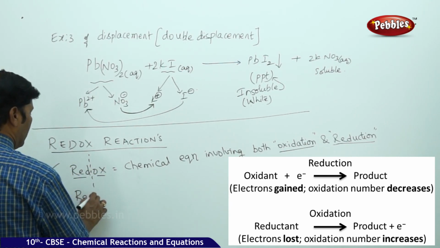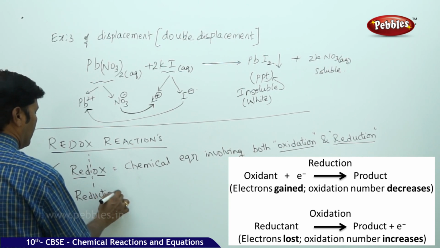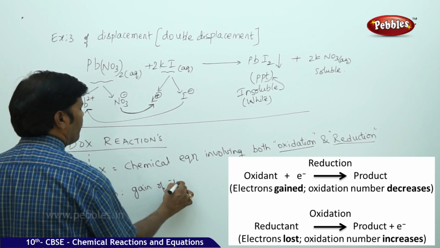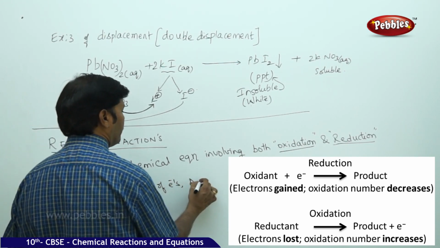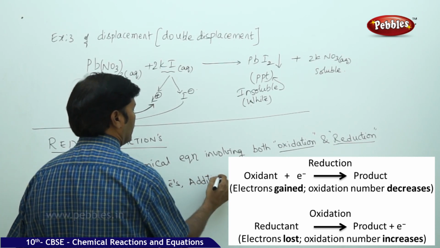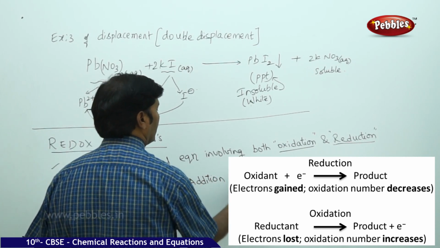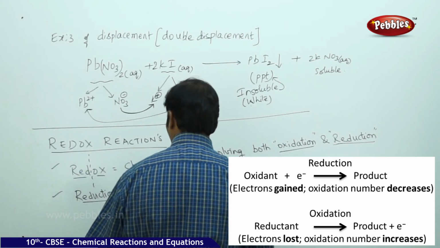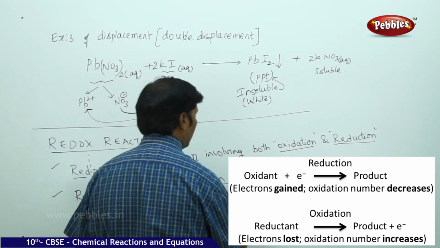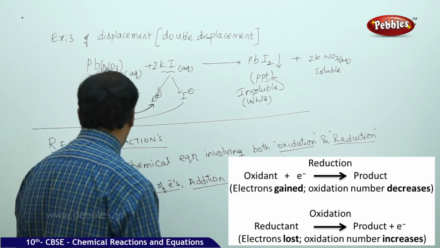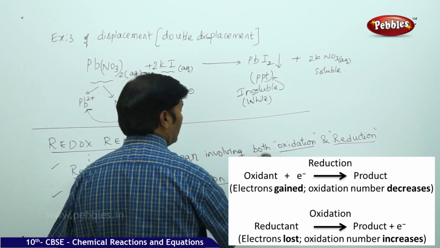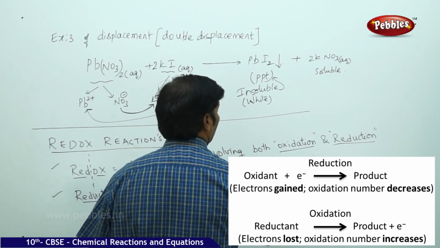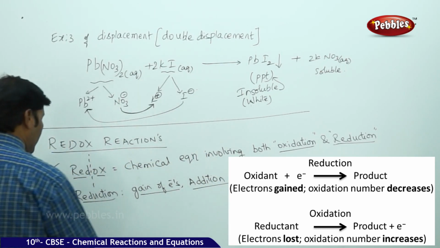So reduction involves gain of electrons, addition of hydrogen, and sometimes a decrease. It involves gain of electrons, addition of hydrogen. Therefore the reduction is sometimes also called electronation.